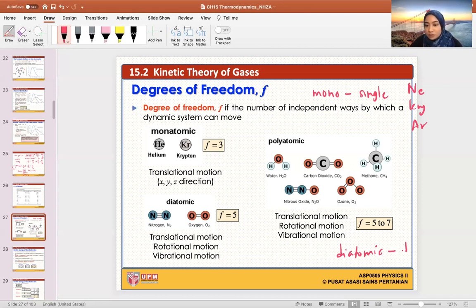So diatomic means double, two. Two atoms make one molecule. I don't know, I feel like I'm all over the place today. Wait, let me write it properly again.